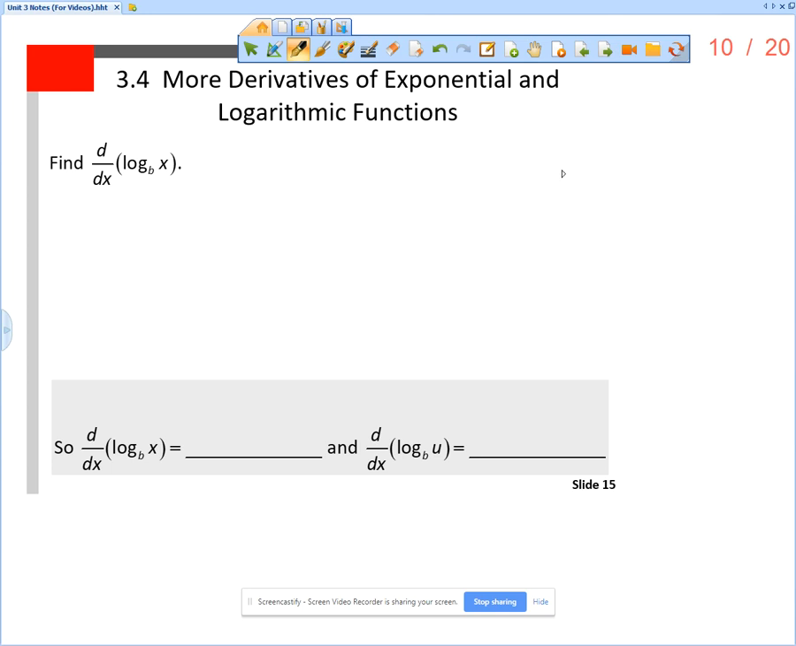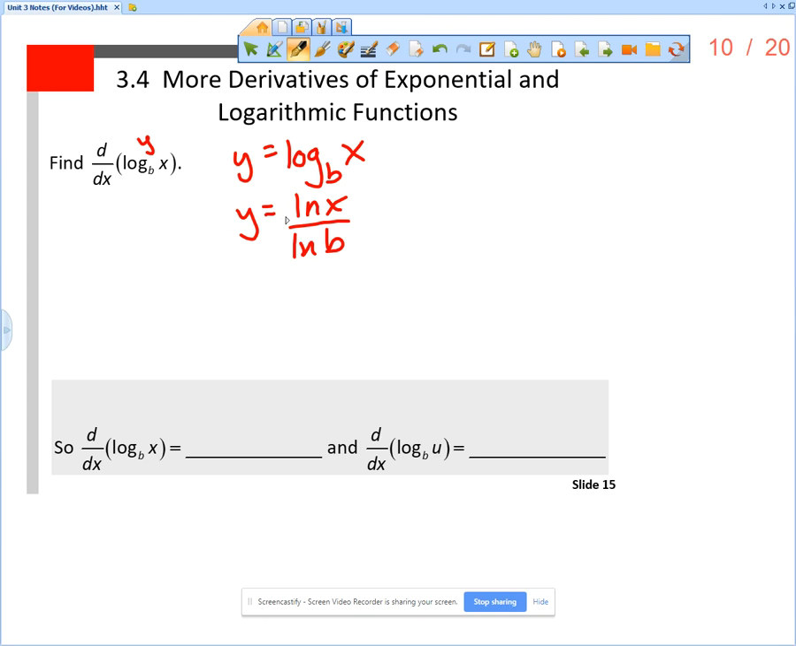All right, moving on then. Slide 15. Now, how do I find the derivative of log base b of x? Well, it's actually pretty simple. We actually just kind of figured it out, but I will reiterate. Let's say that y is the log base b of x. So what I would actually do is rewrite this. The log base b of x is actually the natural log of x divided by the natural log of b.